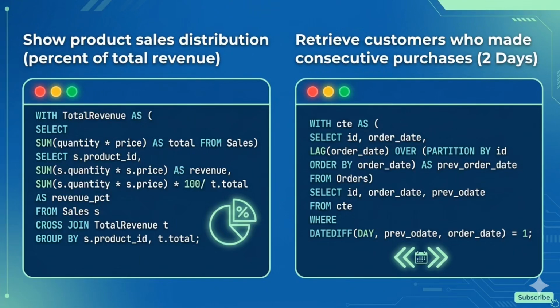The lag function retrieves the previous order date for each customer. By partitioning by customer ID and ordering by order date, you compare each order to the prior purchase. Then, date diff identifies customers whose purchases occurred on consecutive days. The outcome? You can detect highly engaged customers, repeat buying behavior, and purchasing trends. Mastering CTEs, revenue analysis, and window functions like lag can significantly elevate your SQL expertise and prepare you for advanced data engineering or analytics interviews.